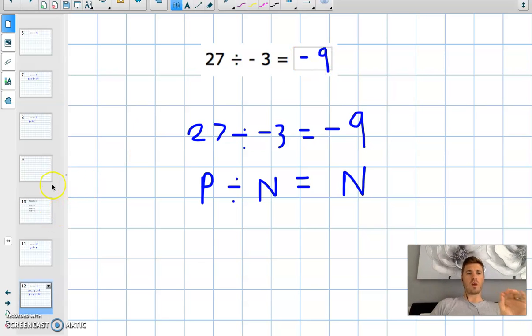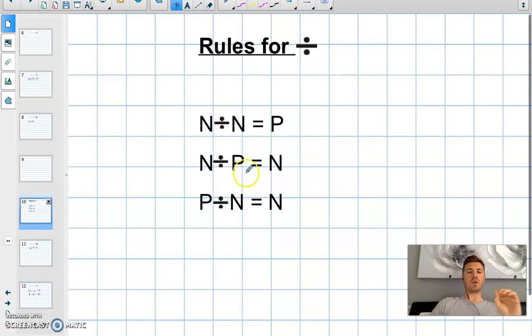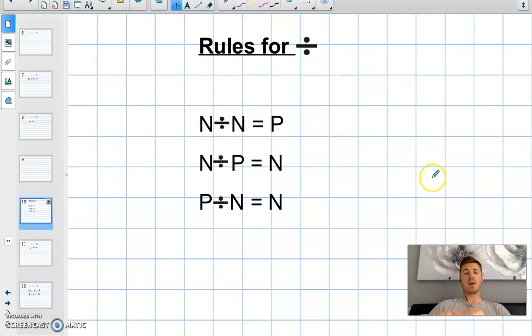Okay, so just to recap, really important for you to remember when you are multiplying and you are dividing negative and positive numbers together, if the symbols are the same, so negative multiplied by negative, you're going to get a positive answer. If the symbols are different, so it might be a negative multiplied by a positive, you're going to always end up with a negative answer. And obviously, if it was positive multiplied by positive, you're going to get a positive answer because the symbols are the same.